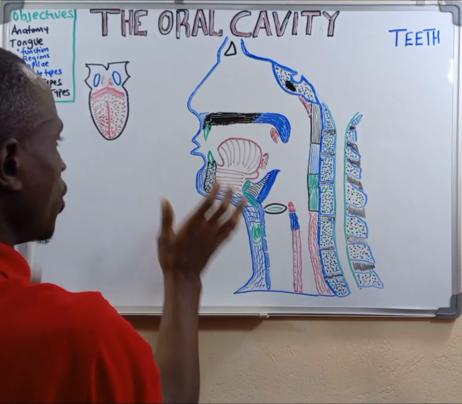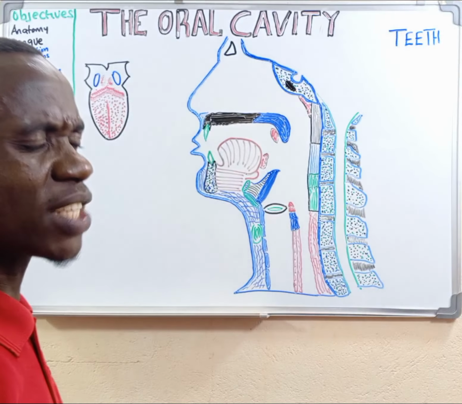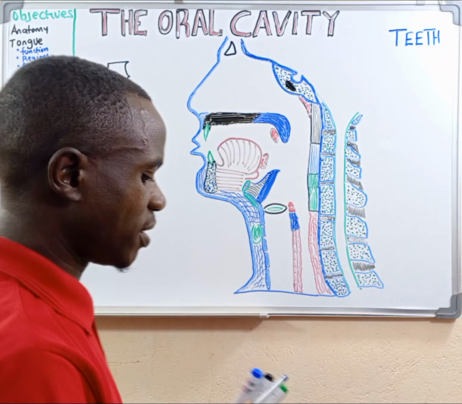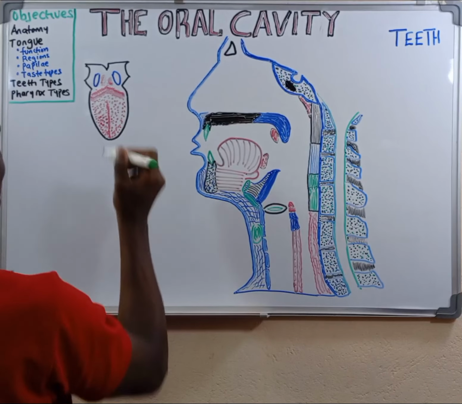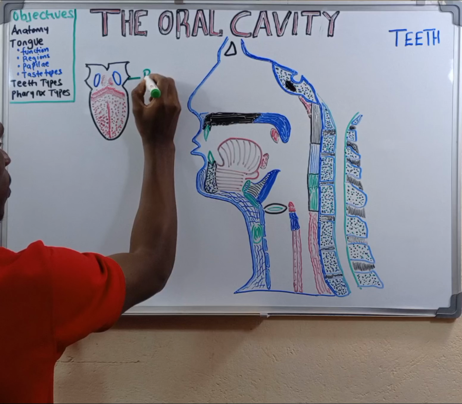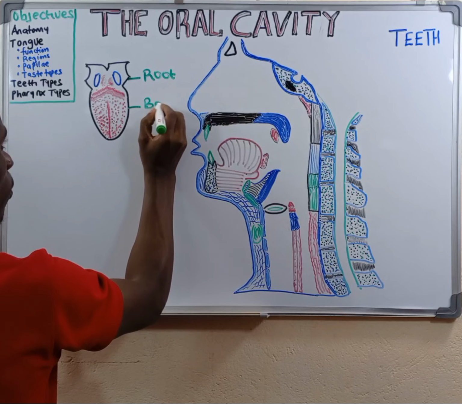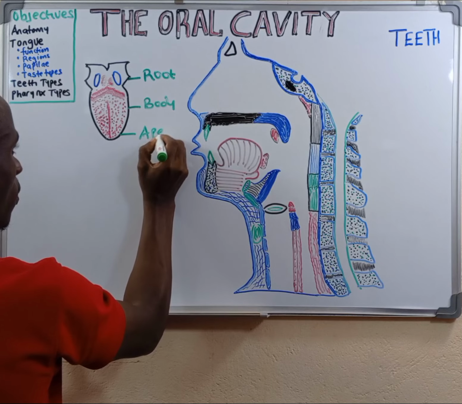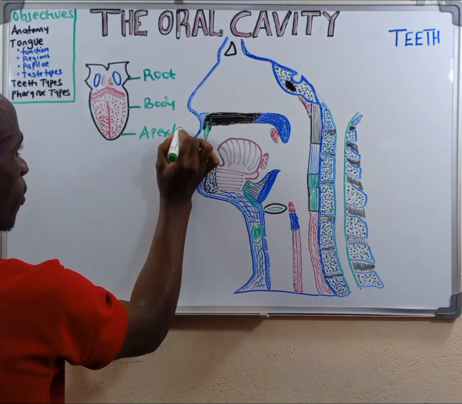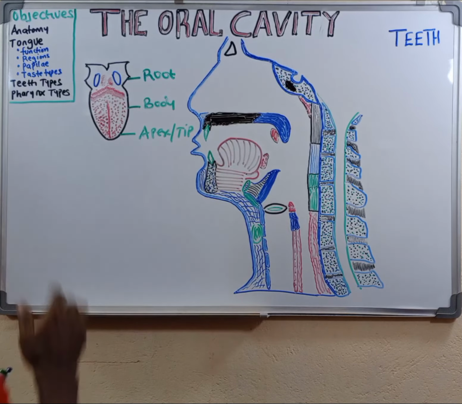Okay, so now having looked at the anatomy and all the structures of the oral cavity and other structures just next to it, let's briefly talk about the tongue, one of the main accessory structures of the digestive system. This is a simplified structure of the tongue. This is what we call the root. This is the body of the tongue, and this is the apex. You may find some people calling the apex the tip. That's the brief anatomy of the tongue.